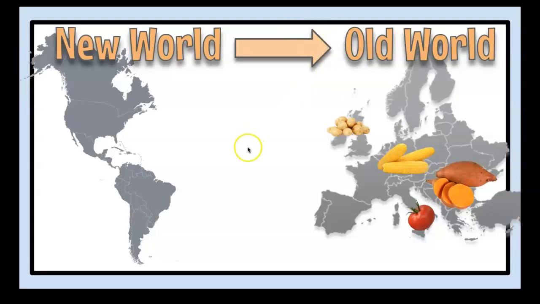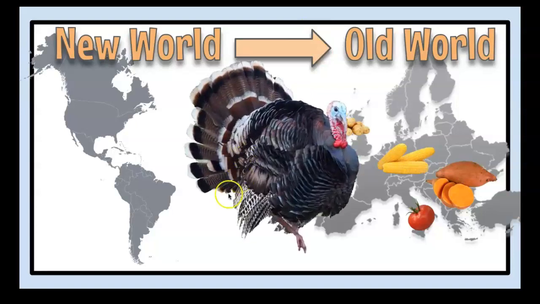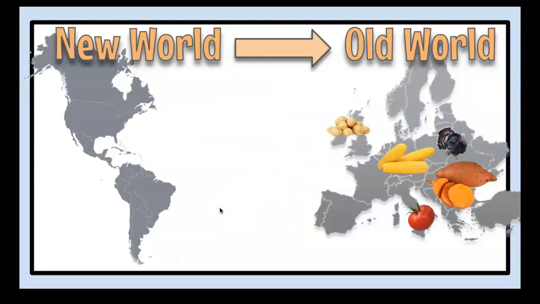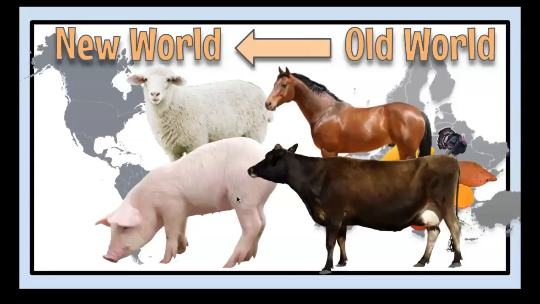And another thing that came over from the New World was the turkey. They did not have the turkey before that. So these are just a few of the goods that came from the New World to the Old World. Okay, next up we're going to go over some of the things that went from the Old World to the New World. A lot of livestock came over: horses, cows, sheep, and pigs. The New World did not have those animals before the Columbian Exchange.